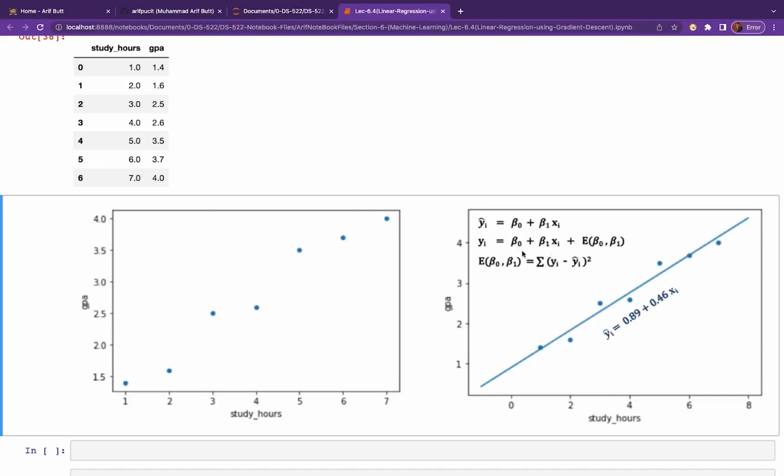Well, this right graph also shows the error function, which is the sum of squared errors. Now we will find these regression coefficients using gradient descent algorithm.